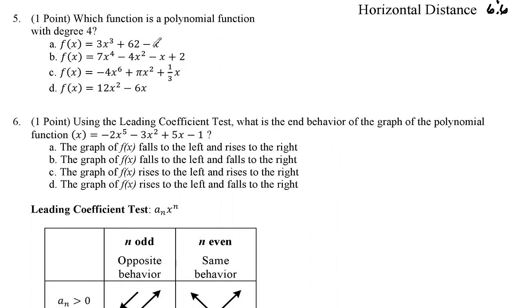And number 5, they're asking us which function is a polynomial function with degree 4. So degree 4 means that the highest power in the polynomial function is 4. And so the highest power here is 3, so this is degree 3. Part B, that's degree 4, highest power is 4. C, this is degree 6, and this one's degree 2, highest power. So that's B. So not a whole lot of work to show there.